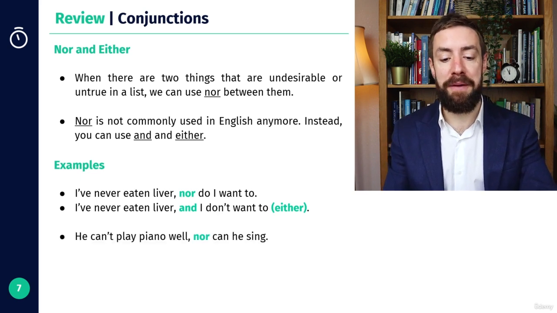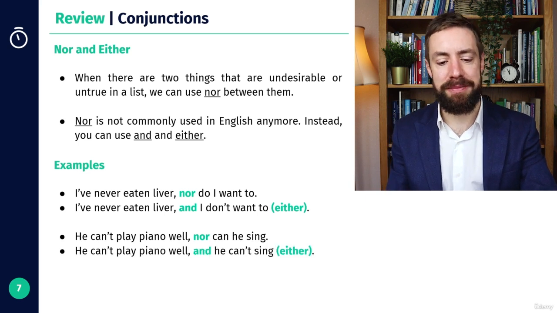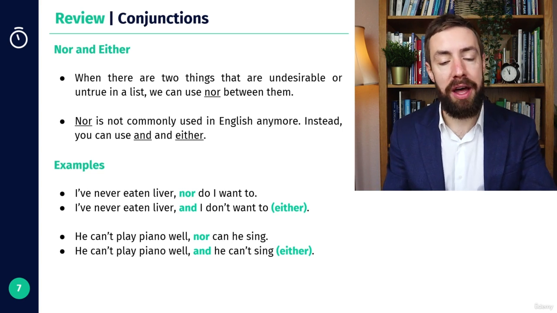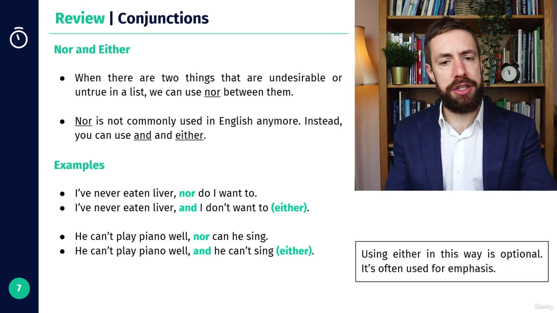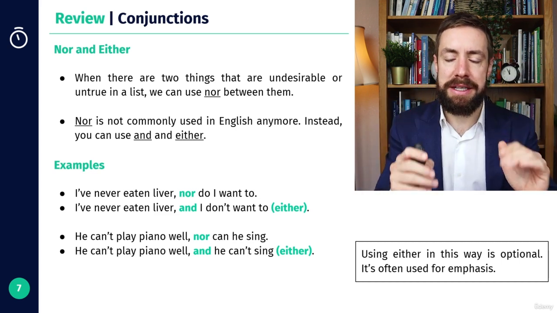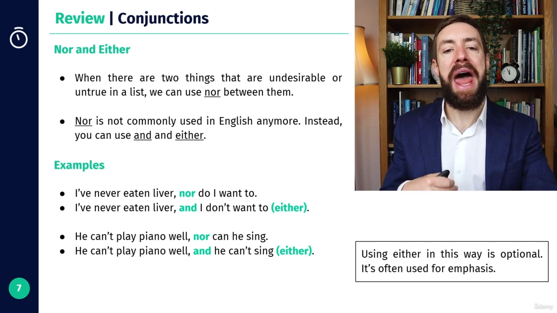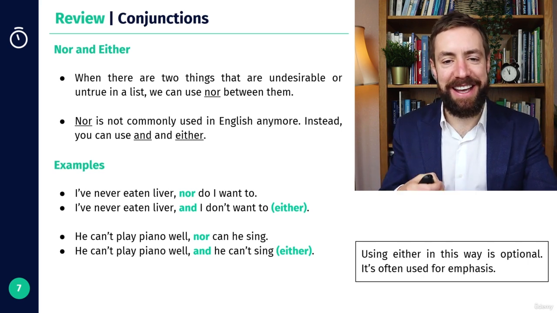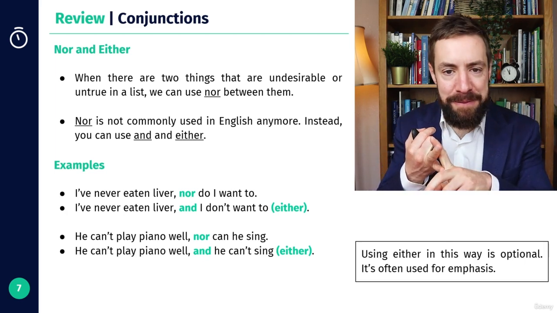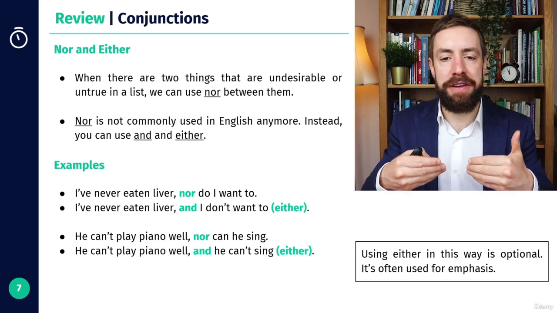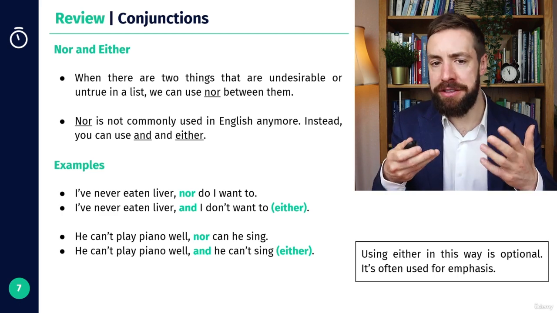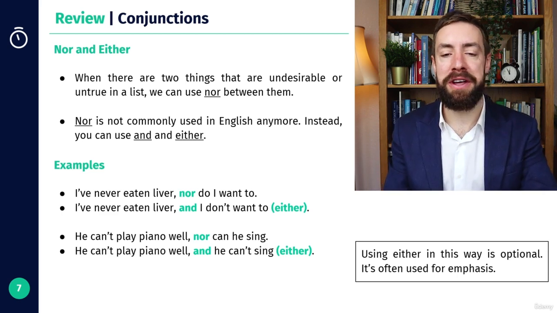Another example: "He can't play piano well, nor can he sing." But probably now we would say, "He can't play piano well, and he can't sing either." And something to know is that the "either" is optional, that's why it's in the brackets, but it gives an extra emphasis. It's like saying, he's really bad. He can't sing, he can't play the piano. So we're giving an extra feeling that the two are connected. We're putting emphasis. But you don't have to. It's your choice if you want to use that word "either".